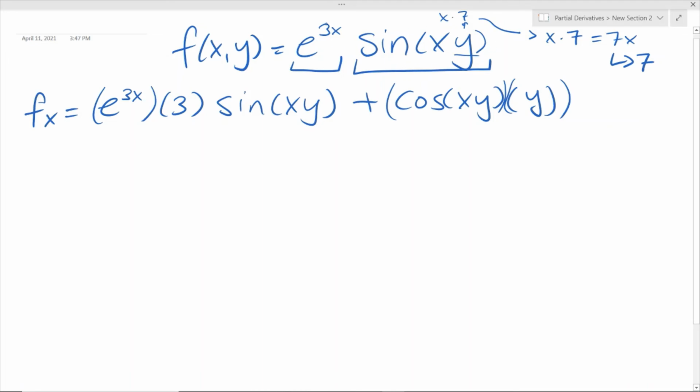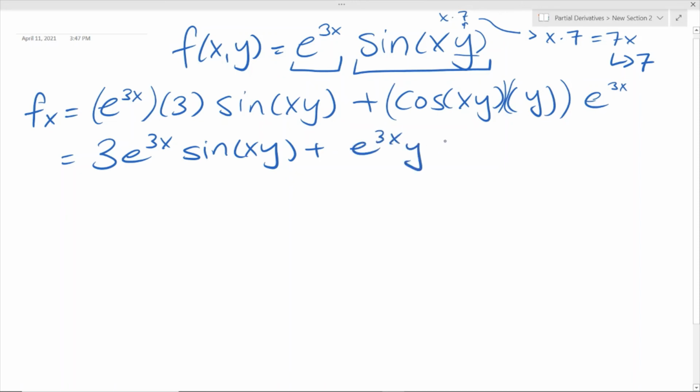Now we just multiply by e to the exponent of 3x, because from the product rule we just have to copy that. And then we simplify. So 3 times e to 3x, rewriting this to make it look nicer, then e to the exponent of 3x times y times cos xy. Just like that. So this is the partial derivative with respect to x.